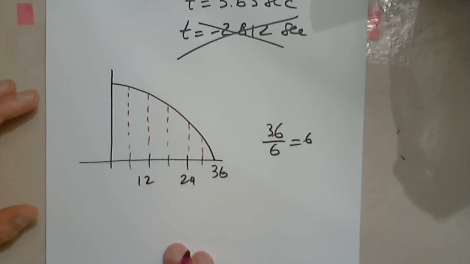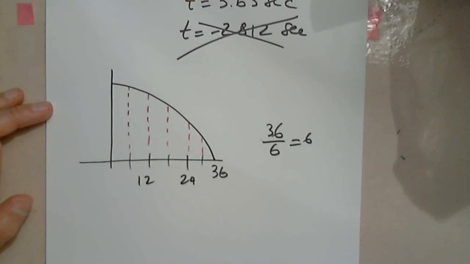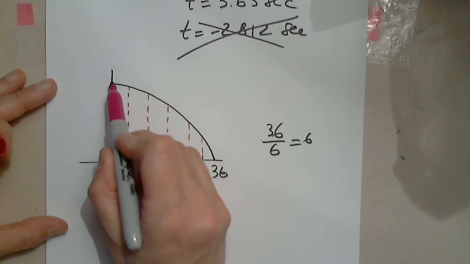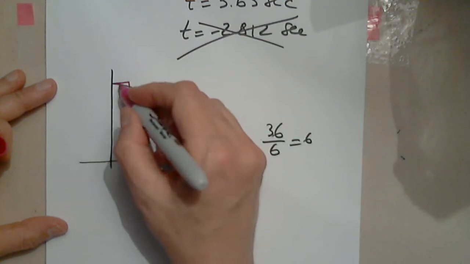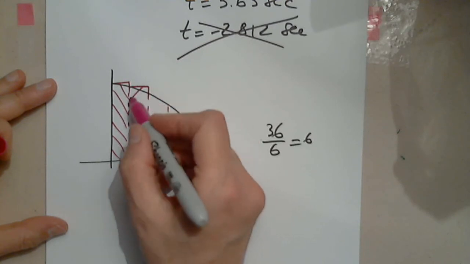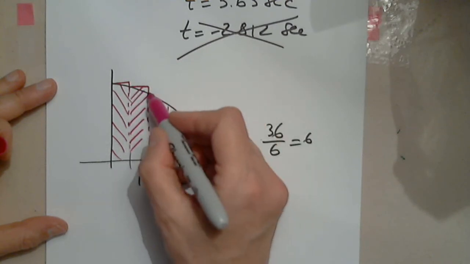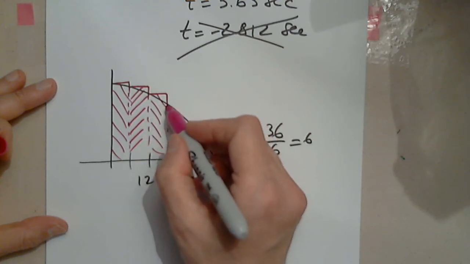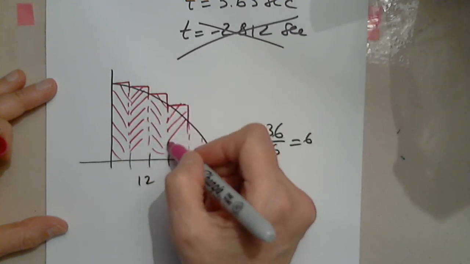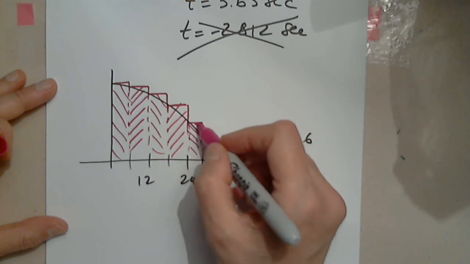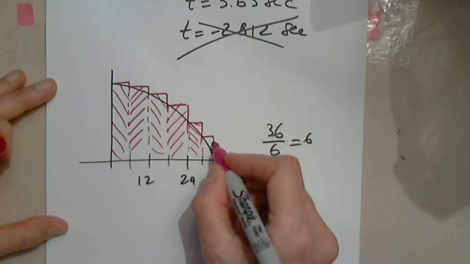Okay, and they say using the left endpoint. So if I use the left endpoint, I have this height. Left endpoint, I have this height. Left is this height. Left again is this. And left again is this.